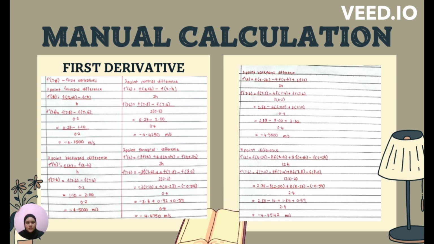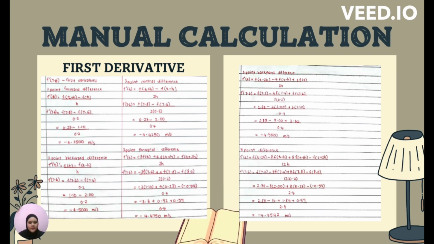Generally, numerical differentiation consists of two ways to approximate a value, one of which is the first derivative using 2-point forward and backward difference, 3-point forward, backward, and central difference, and 5-point difference. Based on the data points given, we employ the data in the difference formulas in order to compute the velocity of the block at t equals 7.6 seconds with the increment h equals 0.2.